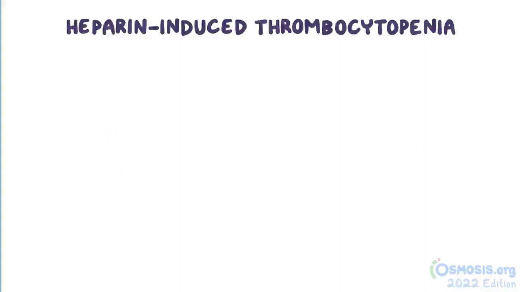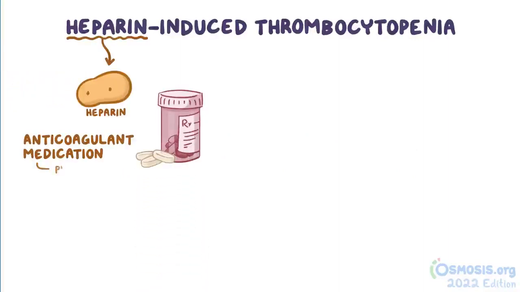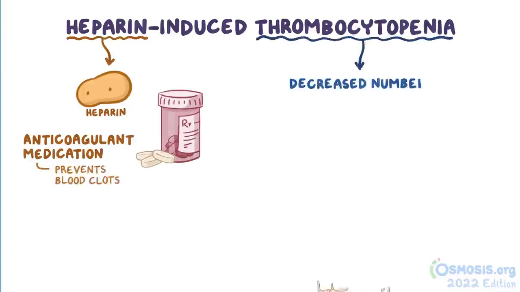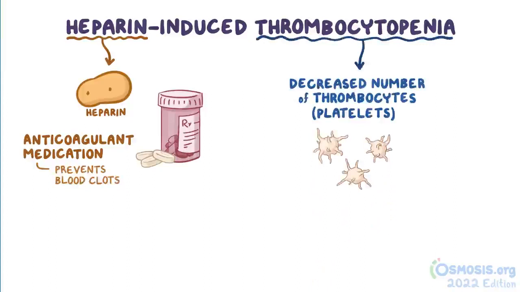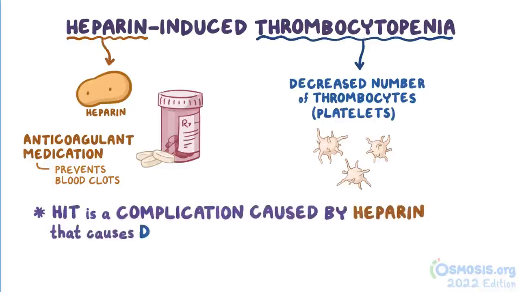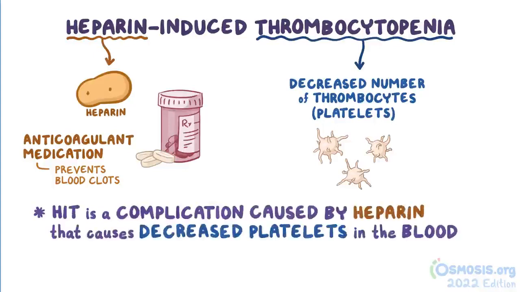The term heparin-induced thrombocytopenia can be divided into two parts. Heparin refers to an anticoagulant medication which prevents blood clots from forming, and thrombocytopenia refers to a decreased number of thrombocytes, or platelets, in the blood. So, heparin-induced thrombocytopenia, or HIT, is a complication caused by heparin that results in decreased platelets in the blood.